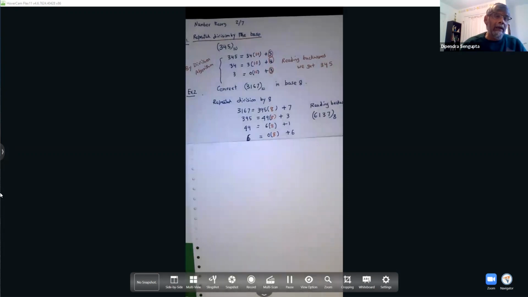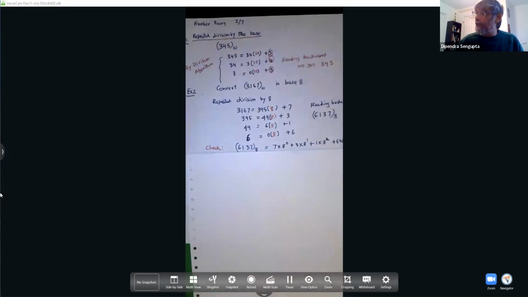Okay. Sometimes you worry, I'm sure Deshani worries all the time, how do you know this answer is right? You say this is in base 8, how do you know the answer is right? So let's check. Checking means converting the base 8 back to base 10, which is the decimal system. So let's check this answer.